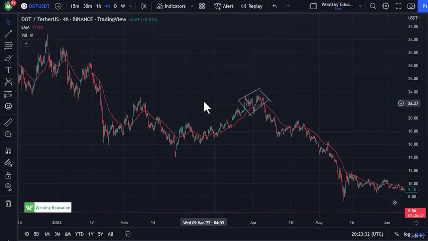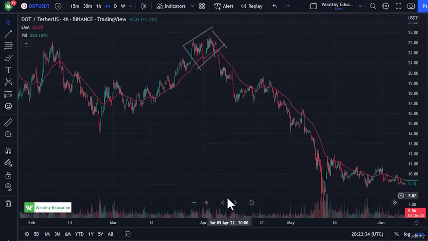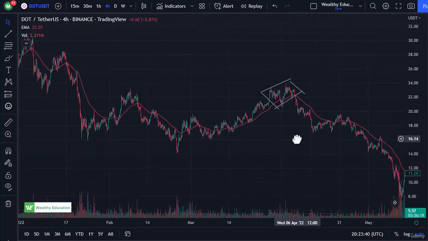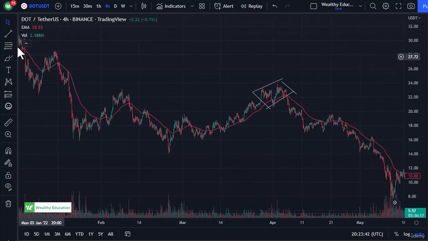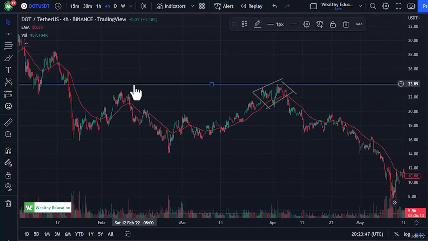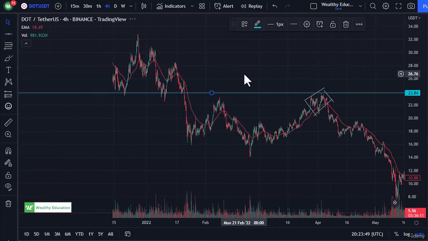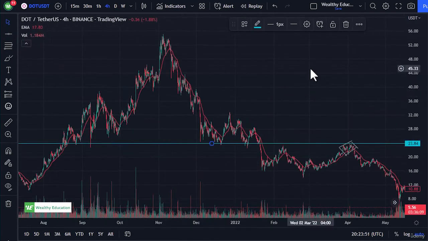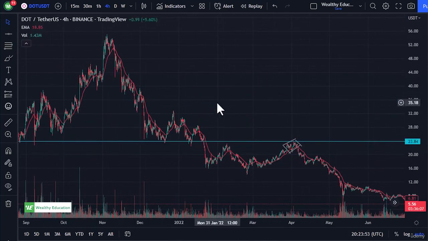You could also, since it is a crypto chart, pay attention to volume. Volume picked up over here, right in the middle of this, and then started to fall off of a cliff. And then, of course, another thing that I would bring to your attention is right around here, right around $24. You can see Polkadot had major support.